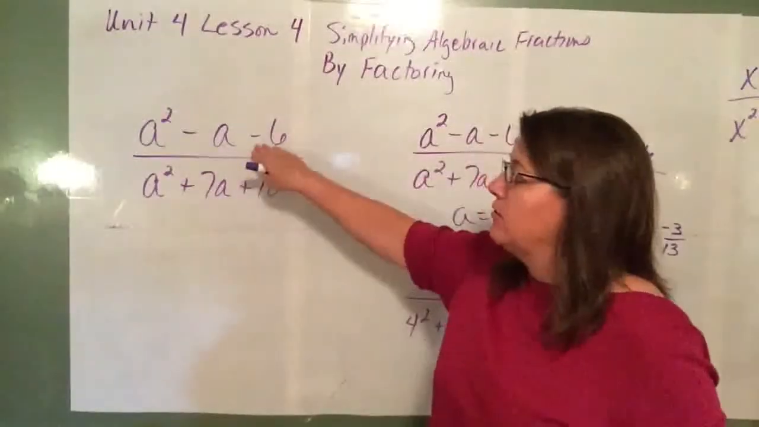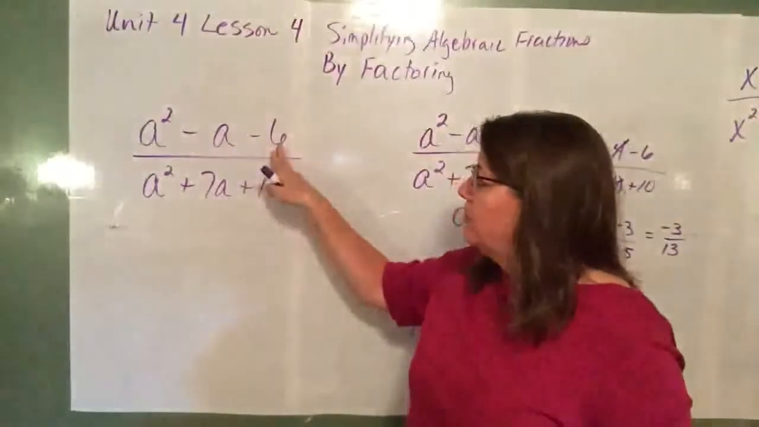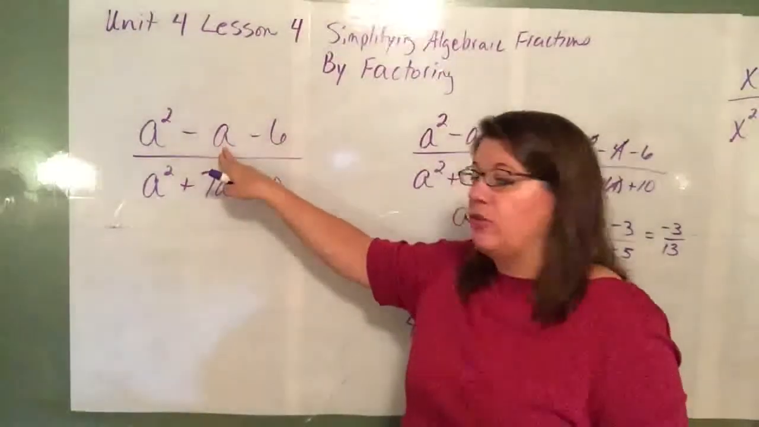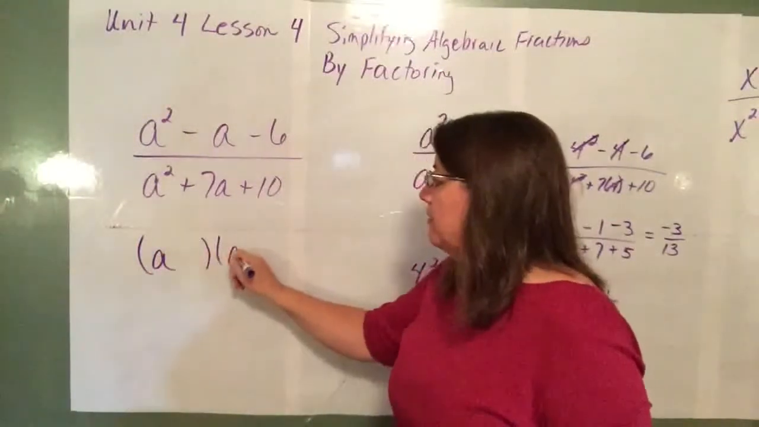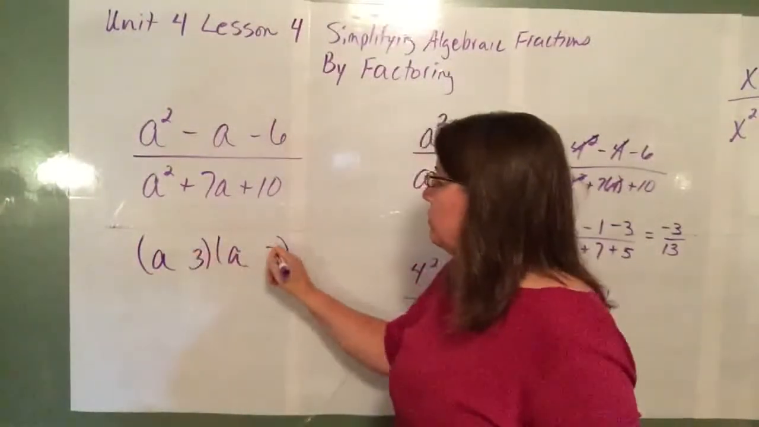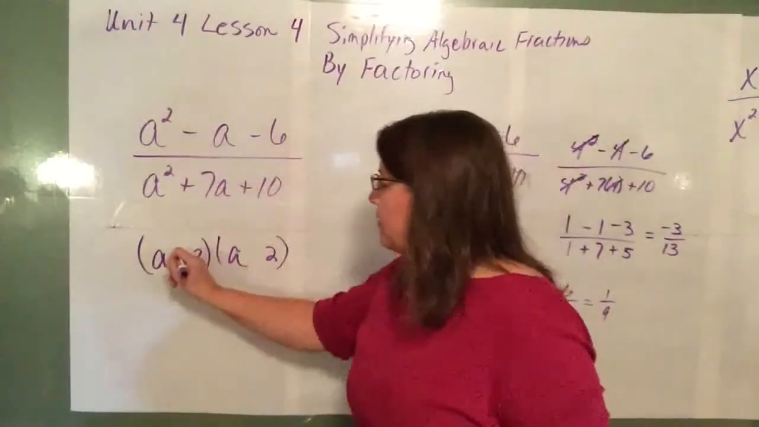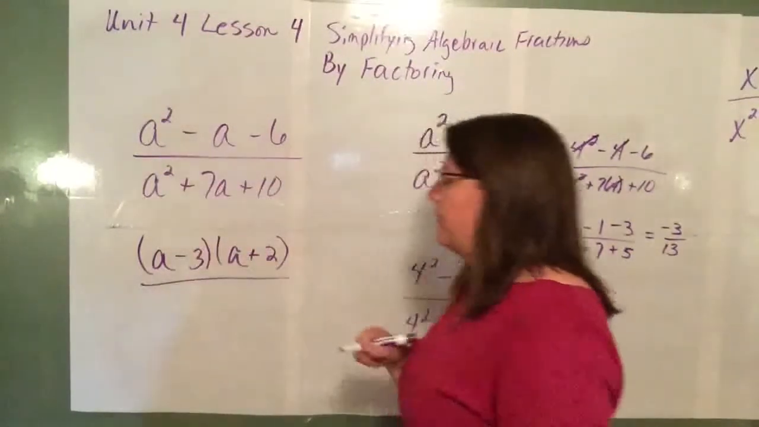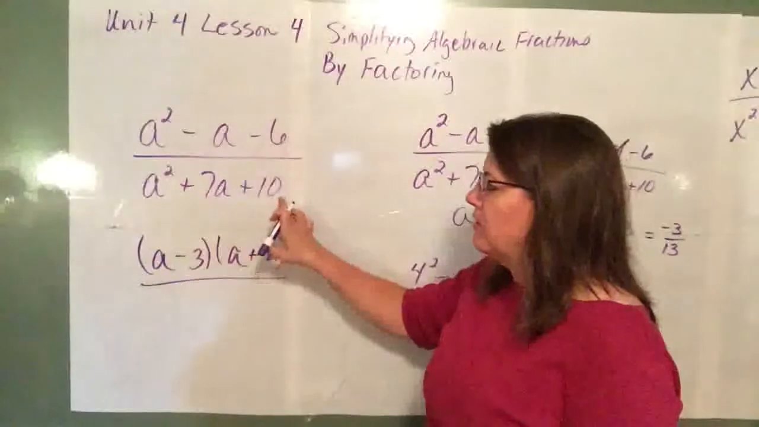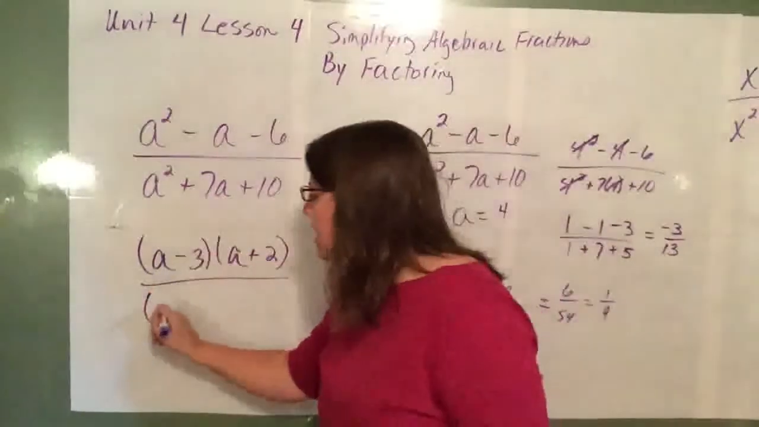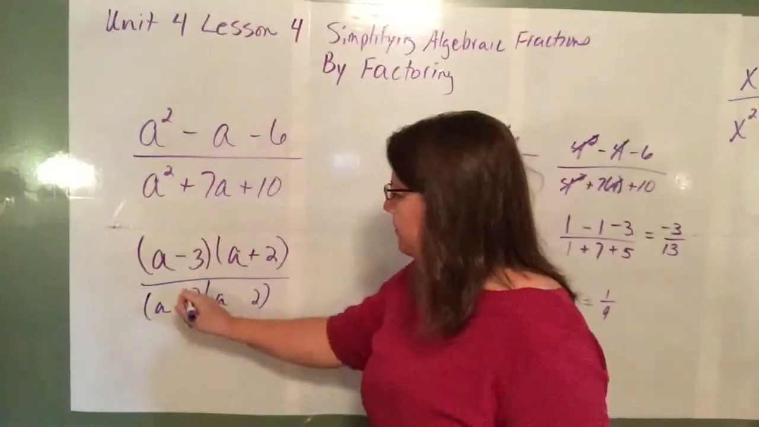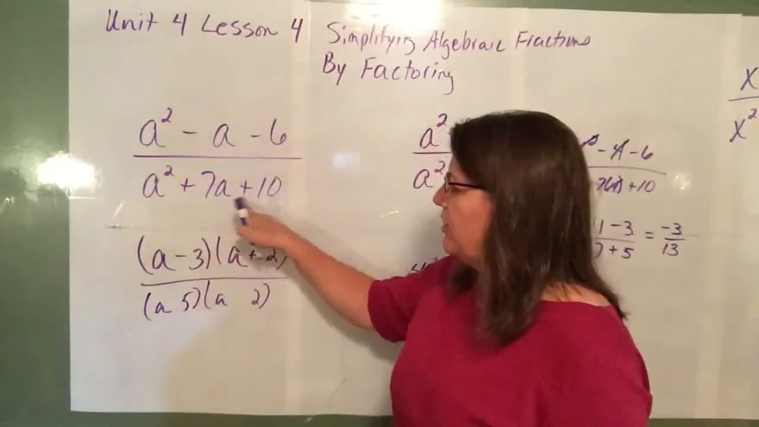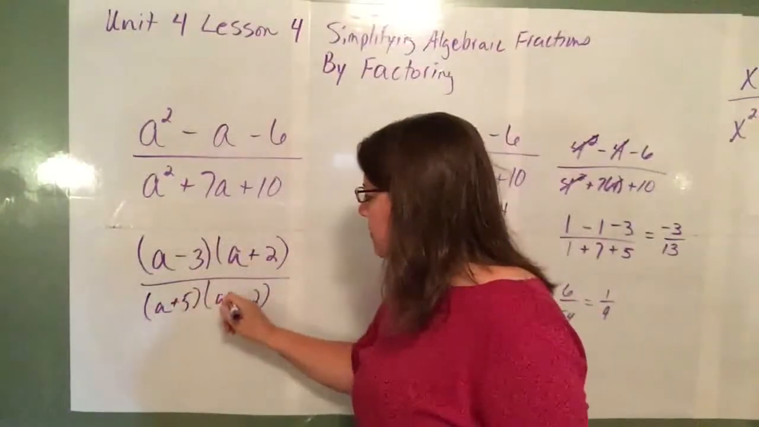All right, so if I factor the top here, factors of 6 that subtract to give me 1. Well, that's 3 and 2. I'm going to go pretty quickly here. Signs are different. Minus goes with the bigger number. I've factored the top. On the bottom, factors of 10 that add to give you 7. Well, that would be 2 and 5. The plus tells me the signs are the same, so they're both pluses.